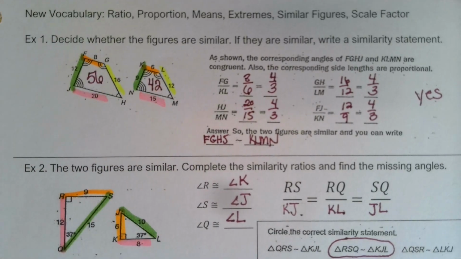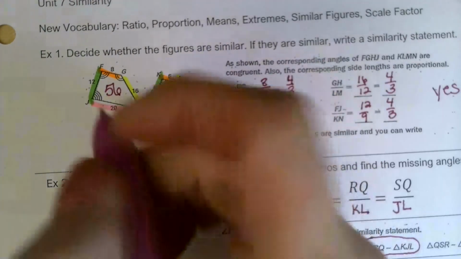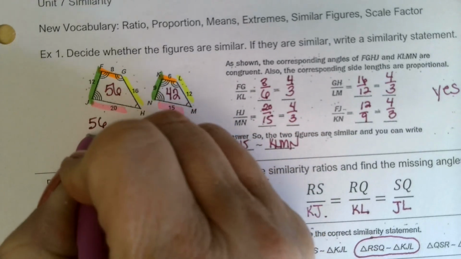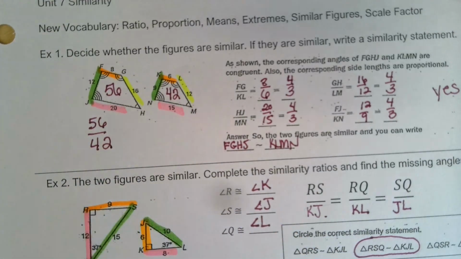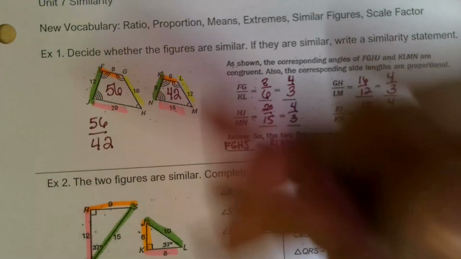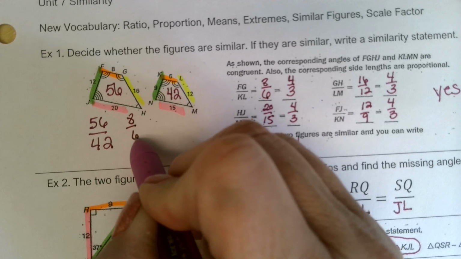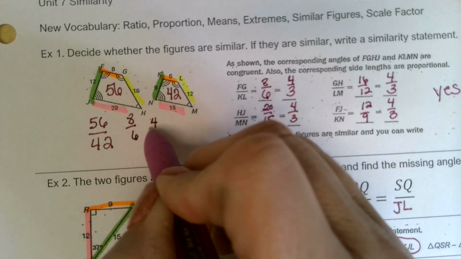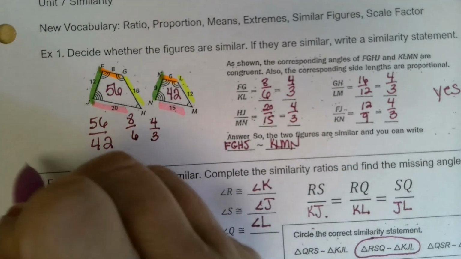Well, guess what? When you have similar figures, their perimeters are also proportional. So that means that the perimeters will give you the same scale factor. So if I put 56 over 42, and I reduce that, what goes into 56 and 42? Okay, well, I know 7 goes into both of these. 7 times 8 is 56. 7 times 6 is 42. And then that reduces to 4 over 3. And so the perimeters are proportional. Let's write that down.